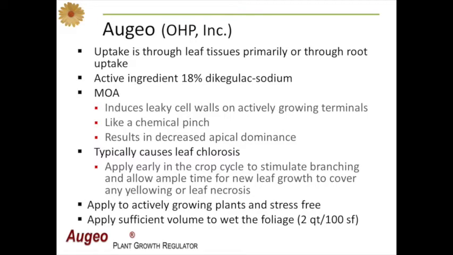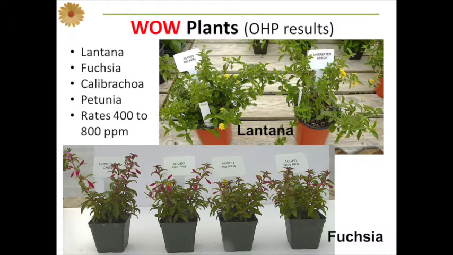I will tell you that if you've used the older dikegulac sodium product, Atrimmec, the carrier that OHP is using in e-GRO is much, much softer. You'll find less phyto than you ever saw with Atrimmec. Again, use actively growing plants, stress-free, and sufficient volume. I like to present what OHP calls their wow plants, and these are plants that really need branching and growth regulation, and you'll see some really good activity.